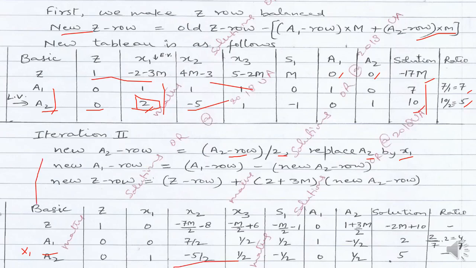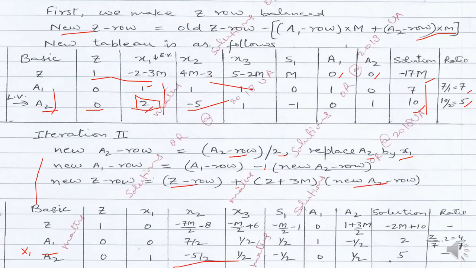So we see a1 row minus 1 into new a2 row, where 1 is the element in the pivot column, and for new z row, we write down z row plus 2 plus 3m, which is 2 plus 3m with minus sign outside. So minus minus becomes plus, 2 plus 3m into new a2 row. So by using these formulas for each element we get this table.